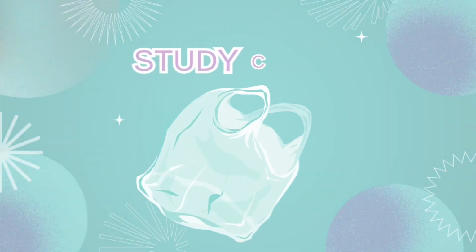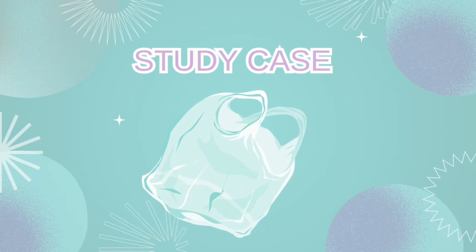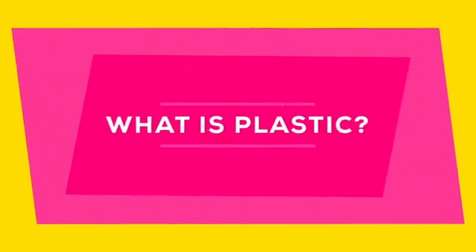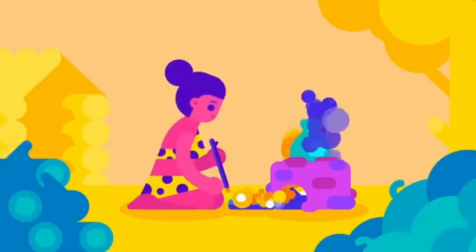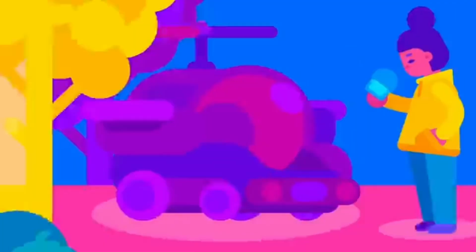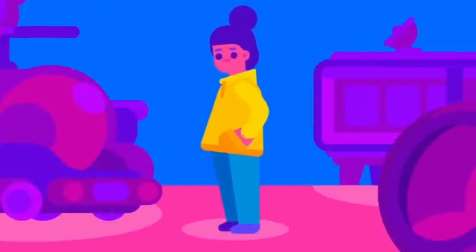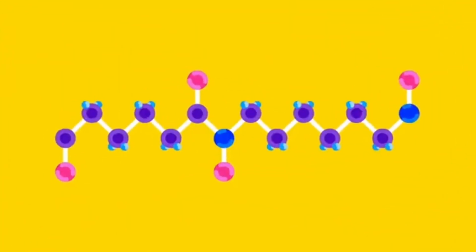And now we will learn the case study about plastic pollution. What is plastic? For most of our history, humans used stuff we found in nature to build the things we needed. But the invention of plastic roughly 100 years ago completely changed our world.